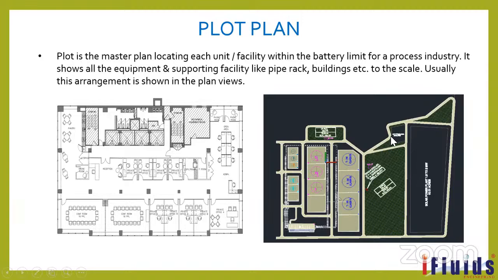We have to decide which area we need to construct our process unit, which area we need to install our tank farm unit, which area for the office unit, and where the gate should be located. Initially we have to decide all that based on the available land area, and based on that we make the plot plan. If you see here, this area is not good for making a process unit, so they have selected this area for the process unit or tank farm. Like that we have to prepare.